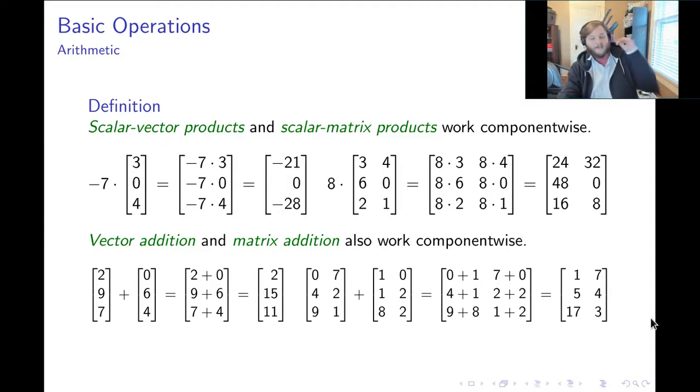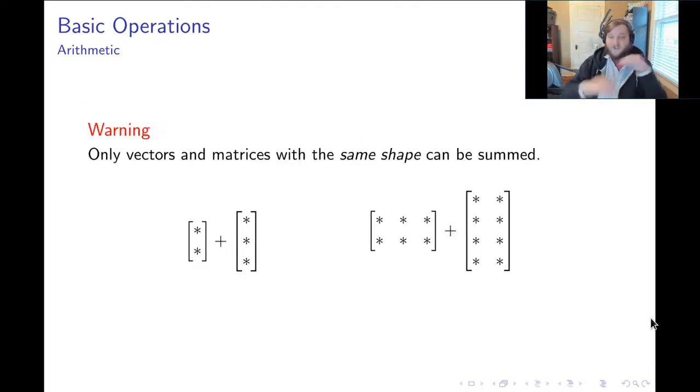So scalar products are simple here. We simply take a vector or a matrix and multiply every entry by a scalar. And addition is also simple. The only thing we have to worry about is that the things we're adding together have the same shape. And this is a crucial observation. In the way that we've set things up here, it doesn't make any sense to add two things together that don't have the same shape.